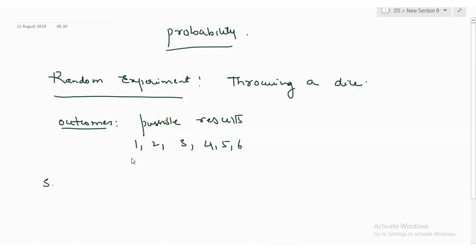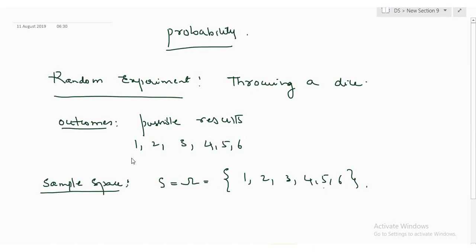And sample space. What is this sample space? This is represented by S or omega in a few books. You can use whatever you want. If I write all the possible outcomes in set form, that is called the sample space. So it is going to contain all the possible outcomes. All with me?